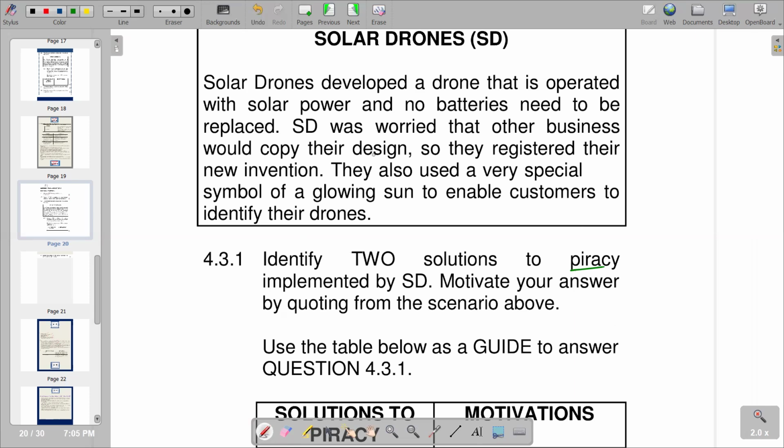So the question is asking us for 2 solutions that we have information given here that relate to solutions to piracy. So if you go there, you see that if you go to the first sentence, it reads, second sentence reads as SD was worried. So here they registered their invention. So what does it mean? This means this is trying to block other businesses from their product.